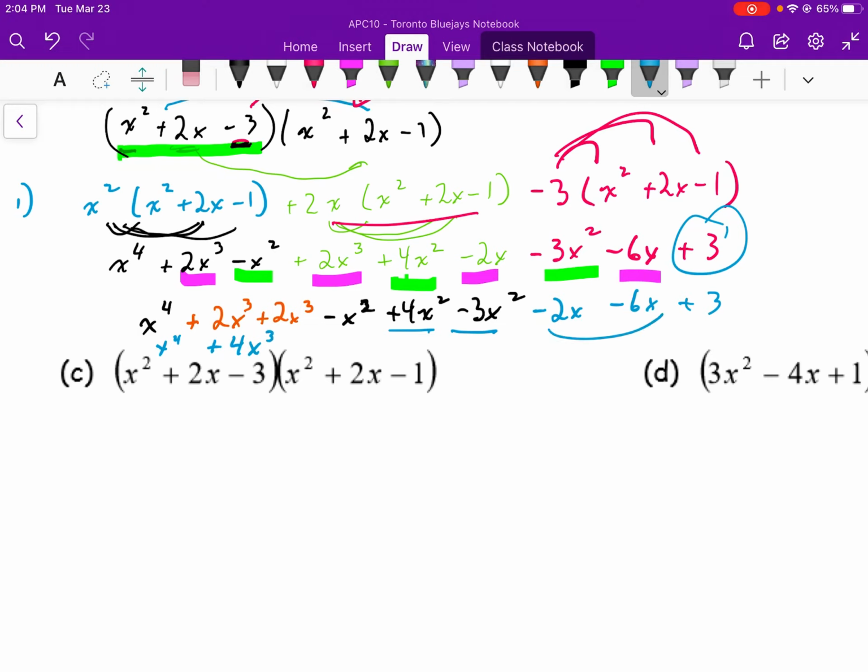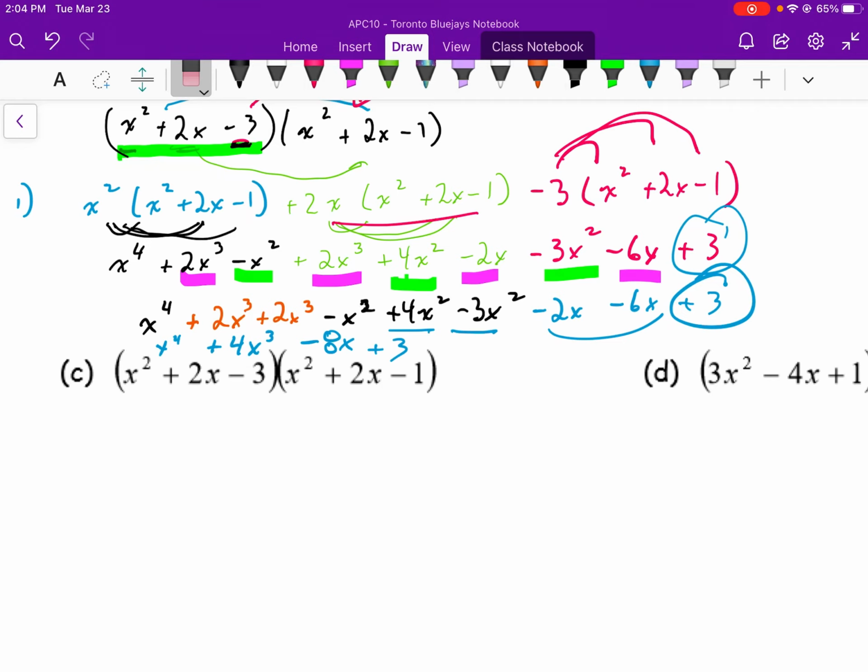Last but not least, these two here, minus 2x subtract 6x is minus 8x. Last but not least, we have a constant of plus 3. So this is really my answer that I'm hoping to replicate in my second question.